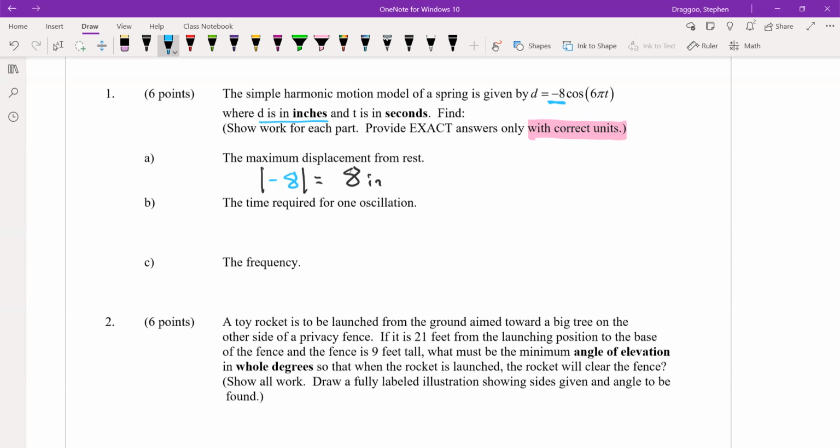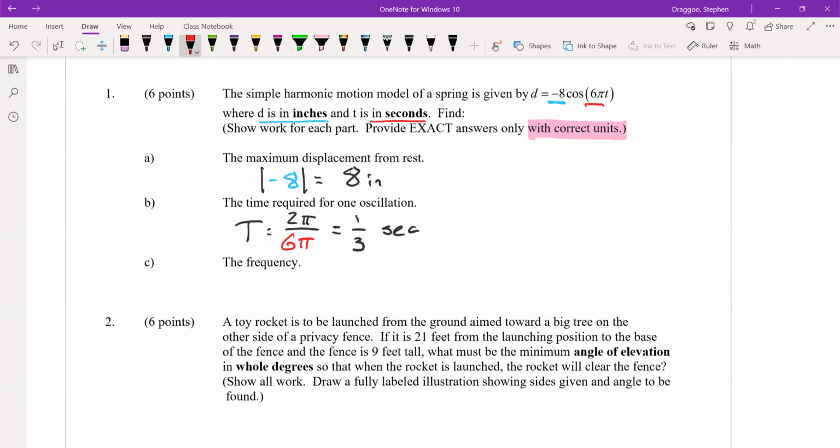Up next, we want the time required for one oscillation. That is another fancy way of just asking for the period. Sometimes we use capital T for period. So 2 pi divided by B, which is 2 pi divided by 6 pi, which simplifies to 1/3. So our period is 1/3 of a second. Because again, we were told T, time, measured in seconds. And the period of this kind of simple harmonic motion is generally in time. So seconds, minutes, hours, something like that.